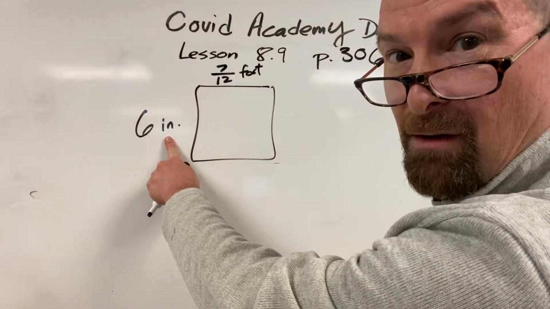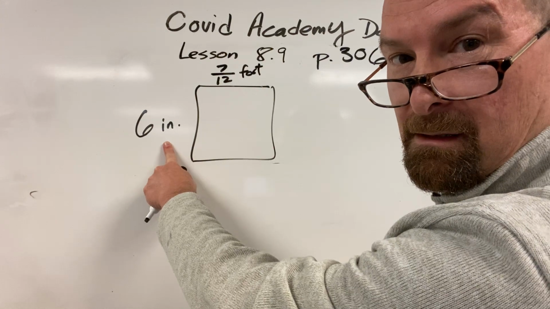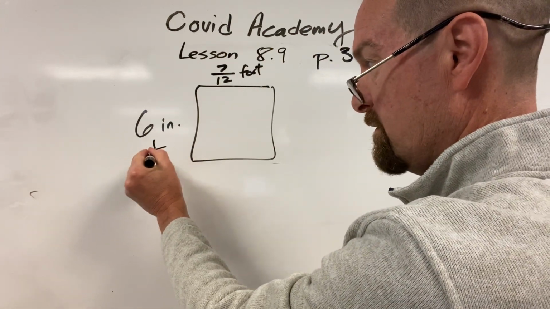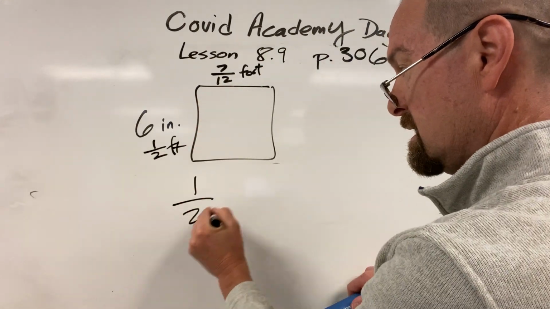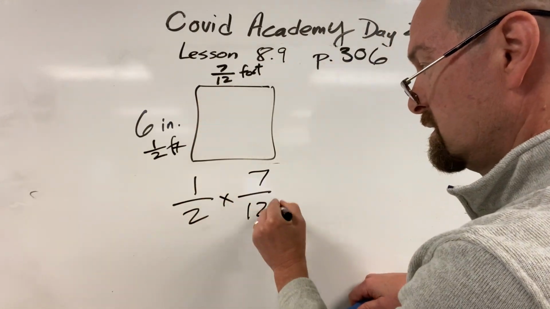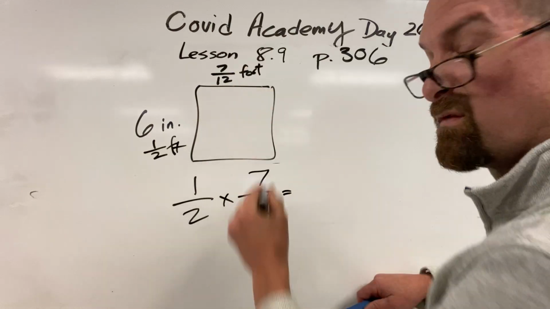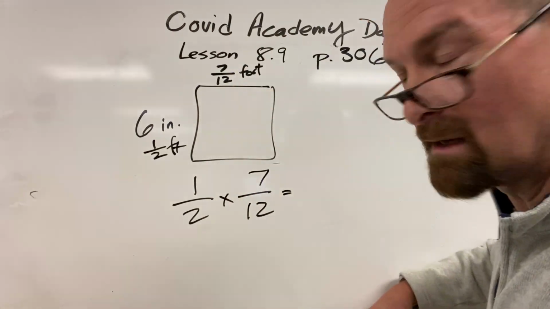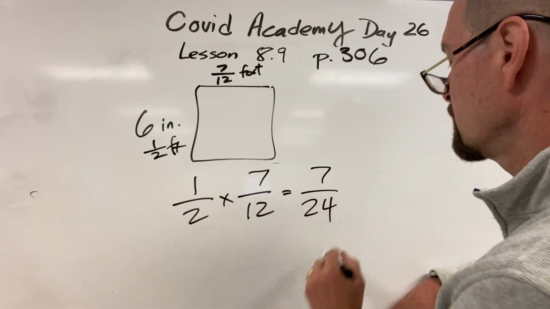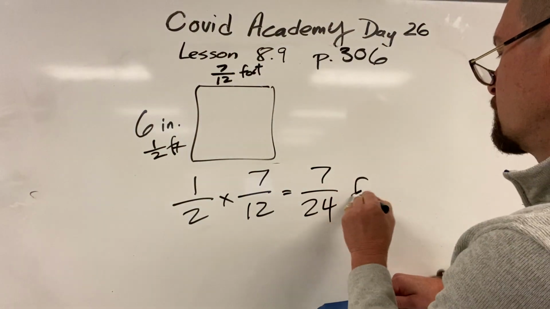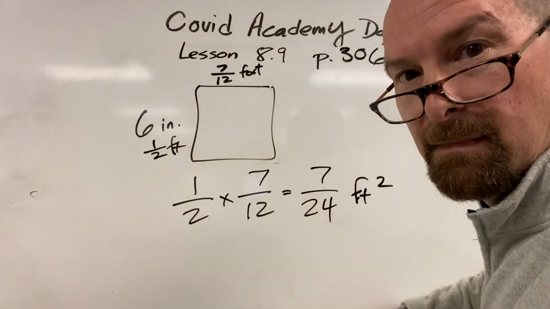So it means inches is not helpful. How much of a foot is this? It's a half of a foot. So if I do a half times 7/12, I've got feet times feet. We have to have the same unit times the same unit. Feet times feet, and we get 7/24 square feet. There you go.